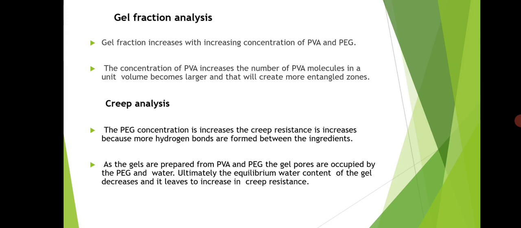As the PEG concentration increases, the creep resistance increases because more hydrogen bonds are formed between the ingredients. As the gels are prepared from PVA and PEG, the gel pores are occupied by the PEG and water. Ultimately, the equilibrium water content of the gel decreases and it leads to an increase in creep resistance.